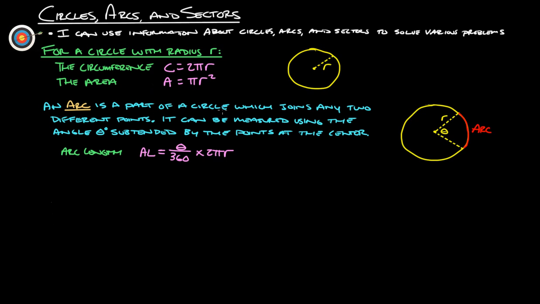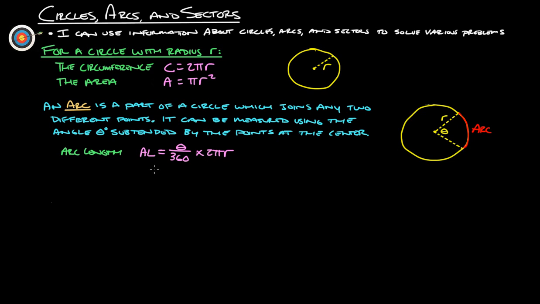An arc is a part of a circle which joins any two different points. So here's a circle, and then this red section here is the arc. It can be measured using the angle theta, which is what we normally use for an unknown angle measure, subtended by the points at the center. So the subtended angle is always this angle here from the beginning to the end of the arc.